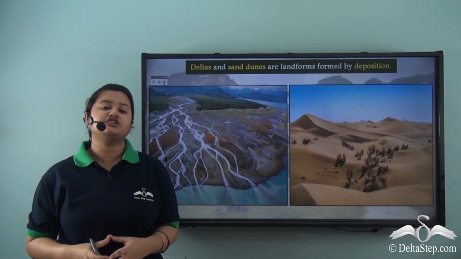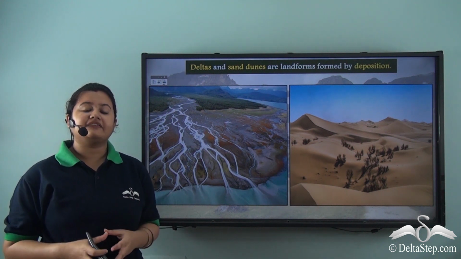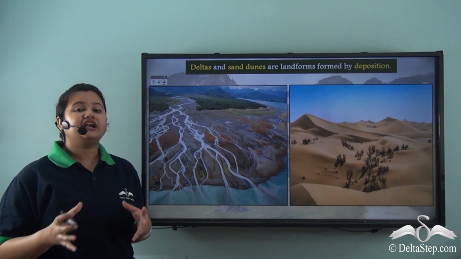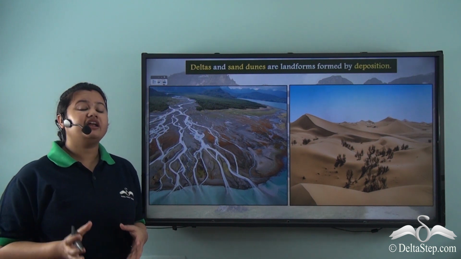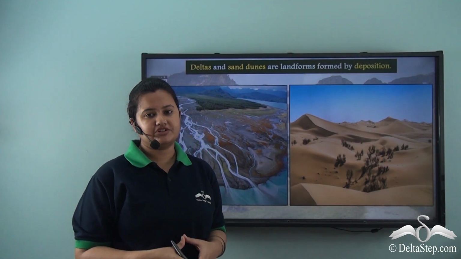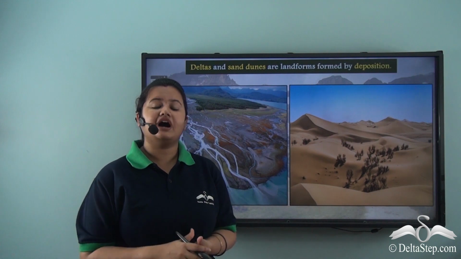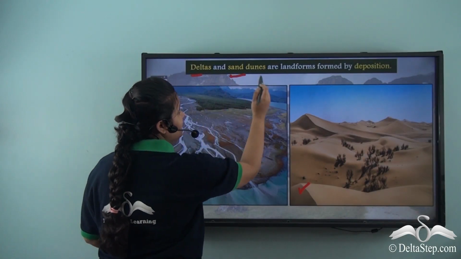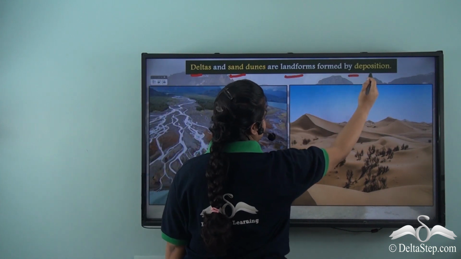Now, as I have mentioned earlier, the weathered and the eroded materials do not vanish suddenly, but they are taken elsewhere, that is, they are deposited elsewhere. So now, due to deposition of weathered and eroded materials, new landforms are formed. Now, deltas and sand dunes are landforms formed by deposition.